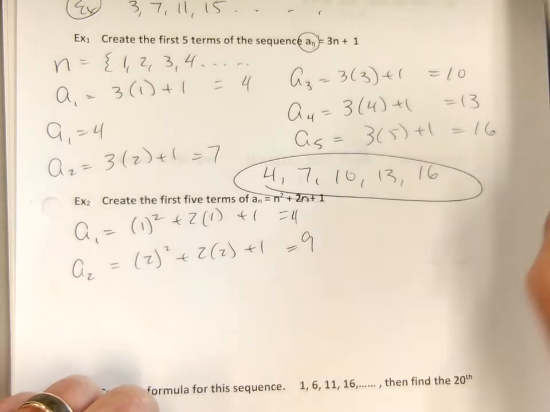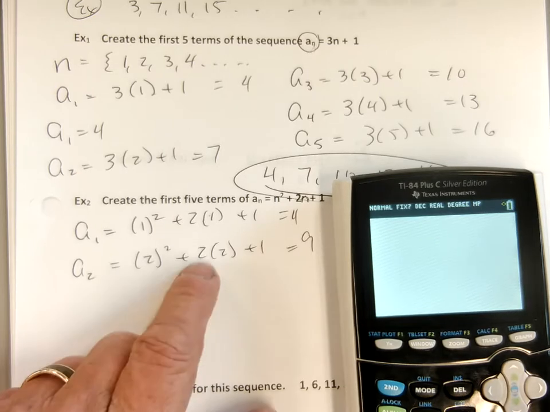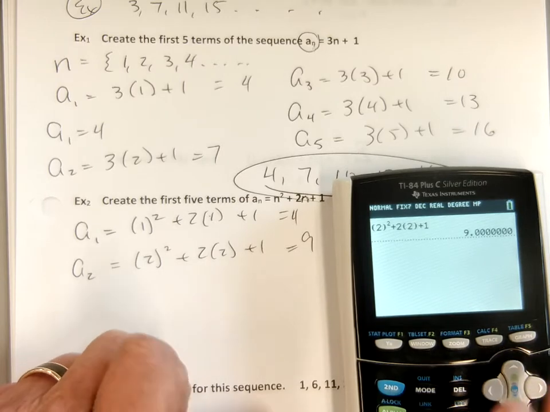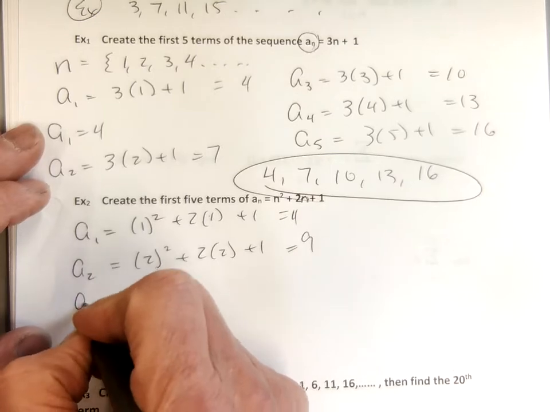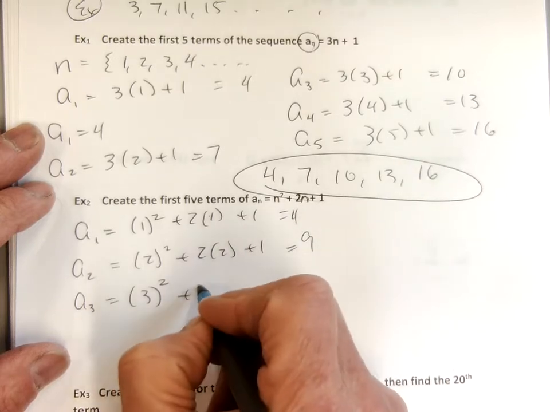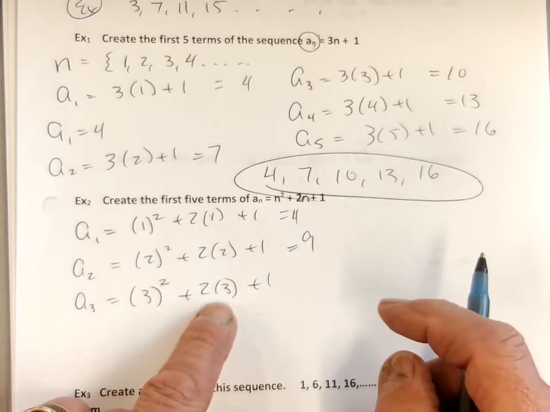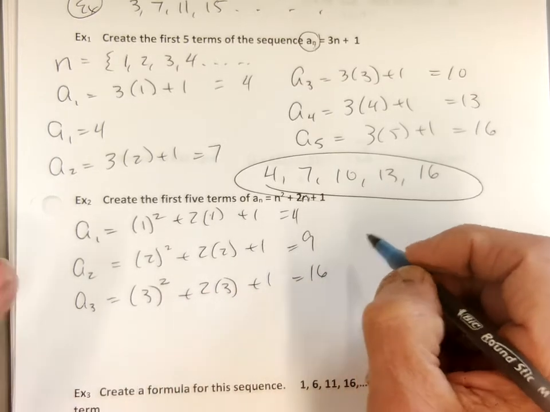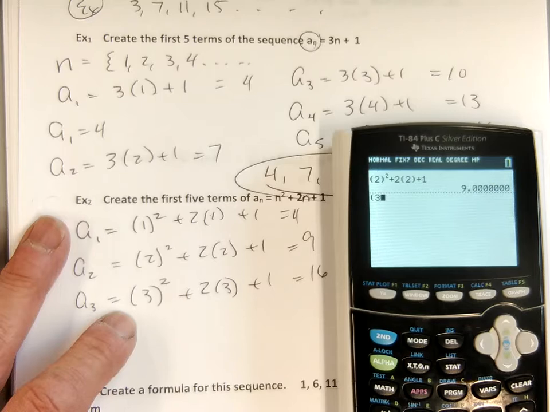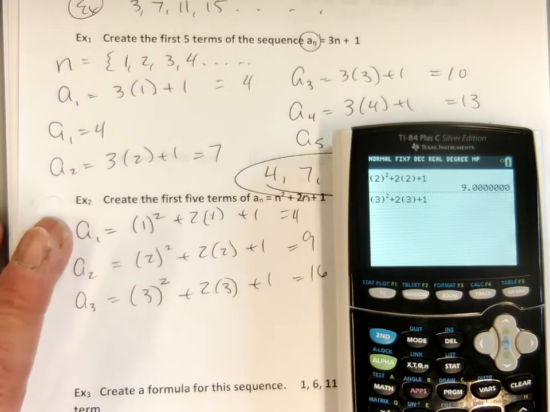And you can always use a calculator. If you don't want to do the math, you can just go with 2 squared plus 2 times 2 plus 1. I mean, calculators are fine, right? 9, there it is. A3 is the third term, right? So I'm just plugging it in. I'm going 3 squared, put it in for n, plus 2 times 3 plus 1, which is 9 plus 6 plus 1, which I think is 16. And again, if you want to use a calculator, it's fine. Plug it into the calculator. There it is, 16, right?